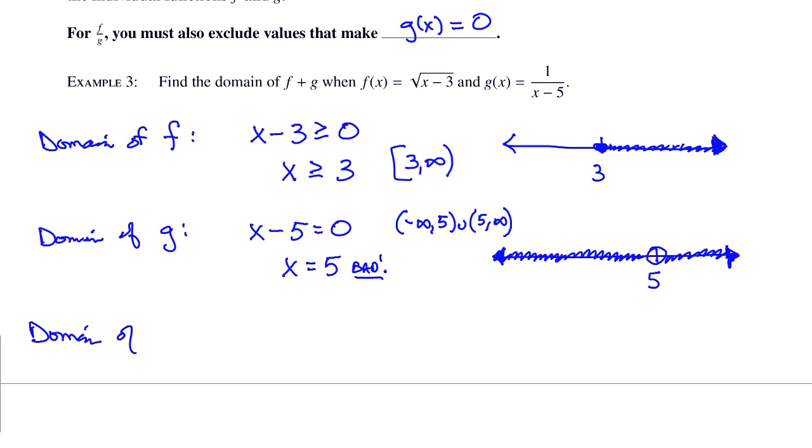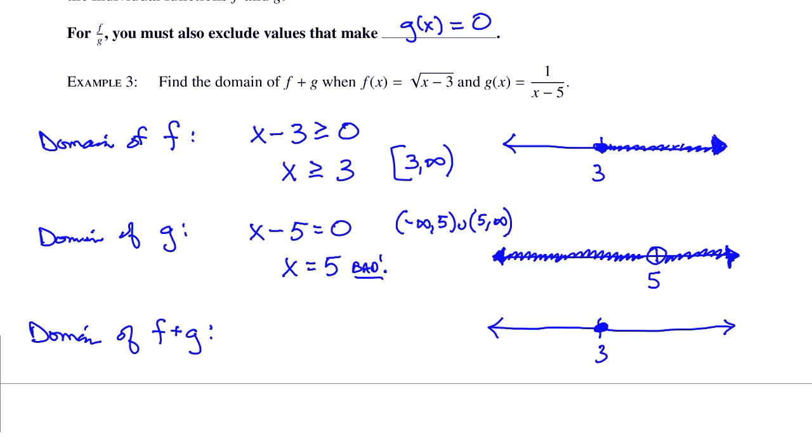And now the domain of the new function f plus g. Remember, it has to be the intersection of both of these domains from above. So I'm going to use the top one and the middle one there to create the bottom one. The intersection is where they have common shading. So there is no common shading on the left side. Common shading starts at x equals 3, and it includes 3.